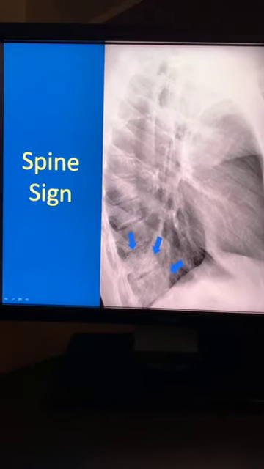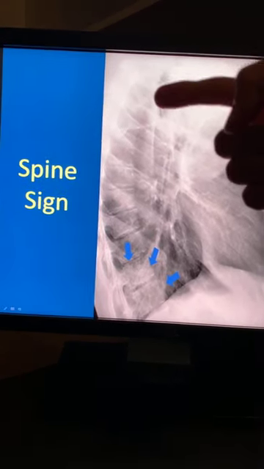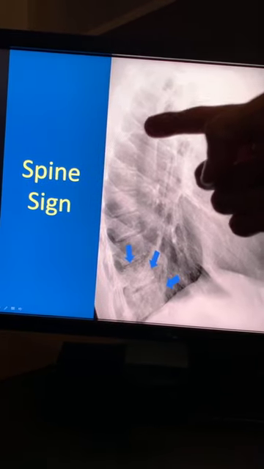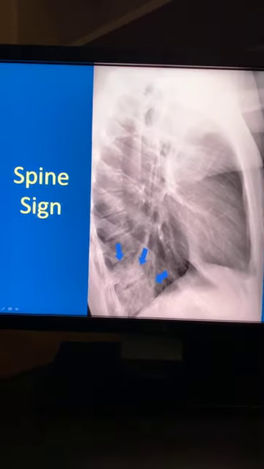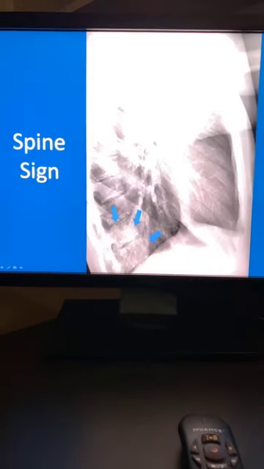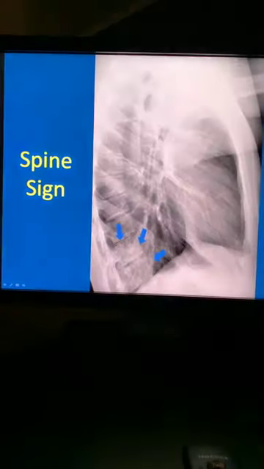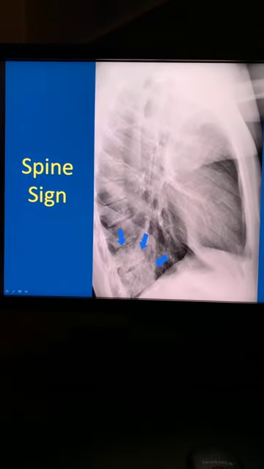Spine sign. Remember I talked about it should be getting bright, dark, dark, dark, dark. If for some reason it gets bright again down there, you have some sort of pathology. That's pneumonia. Those blue arrows are pointing out a bunch of pneumonia, and that's called the spine sign, all right?